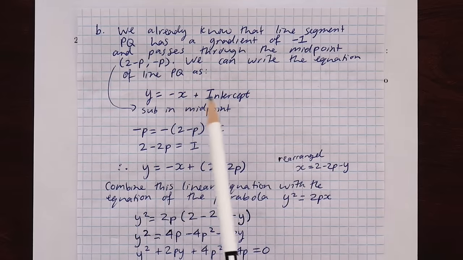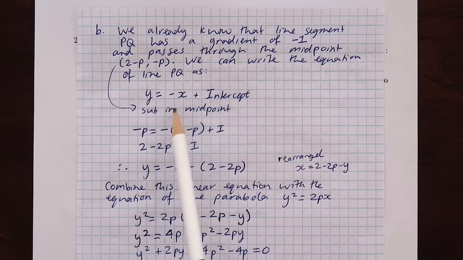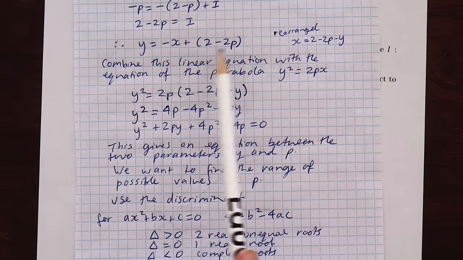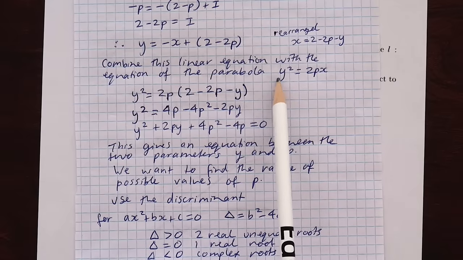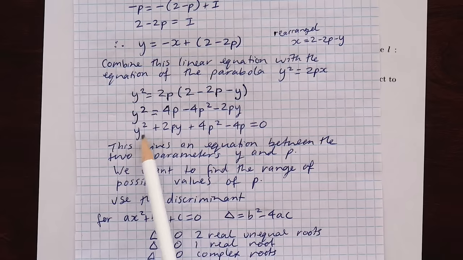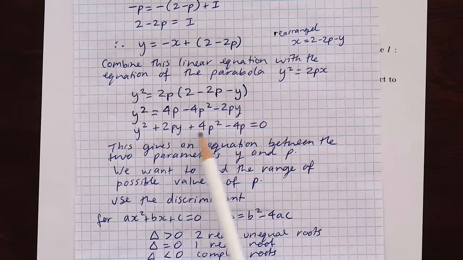which is something we hadn't done yet, although we do already know the gradient, and we know it passes through the midpoint. So we're able to write this equation as y equals minus x plus 2 minus 2p. Then combine this linear equation with the equation of the parabola that we were given, y squared equals 2px. That will ultimately give you this quadratic equation here, which is a relationship between y and the parameter p.